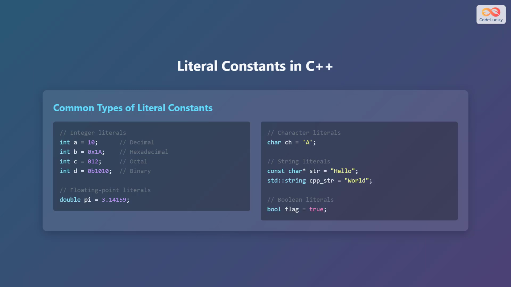And string literals. A string literal is a sequence of characters enclosed in double quotes. In the example, we declare a constant character pointer str and assign it the string "hello". Alternatively, we can use the standard string class to create a string object, cpp_str, and assign it the value "world". Lastly, there are Boolean literals. To define a Boolean literal, we declare a bool variable, such as flag, and assign it either true or false.